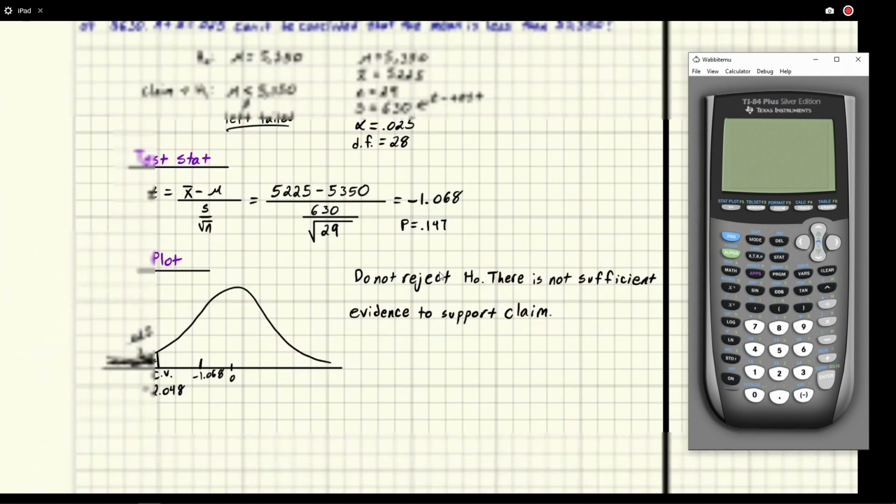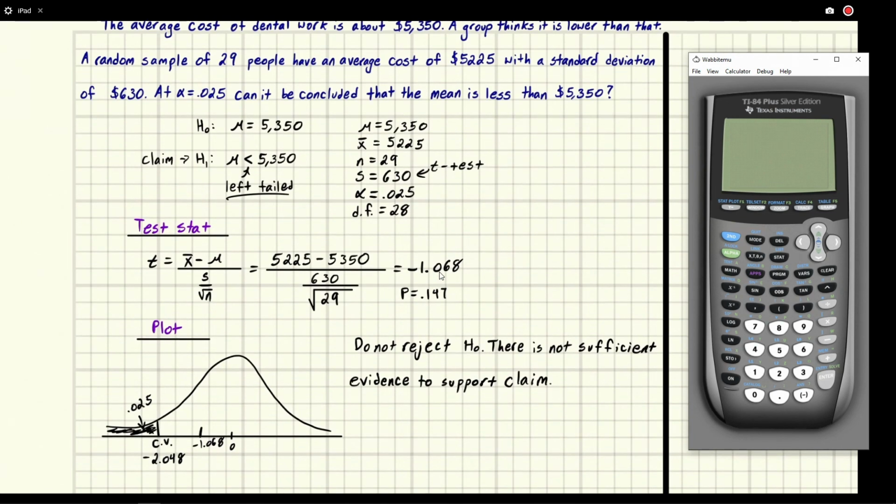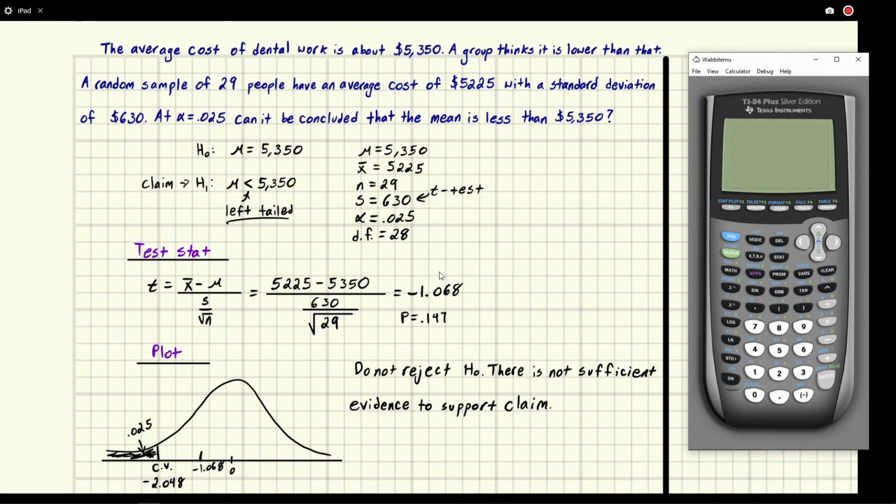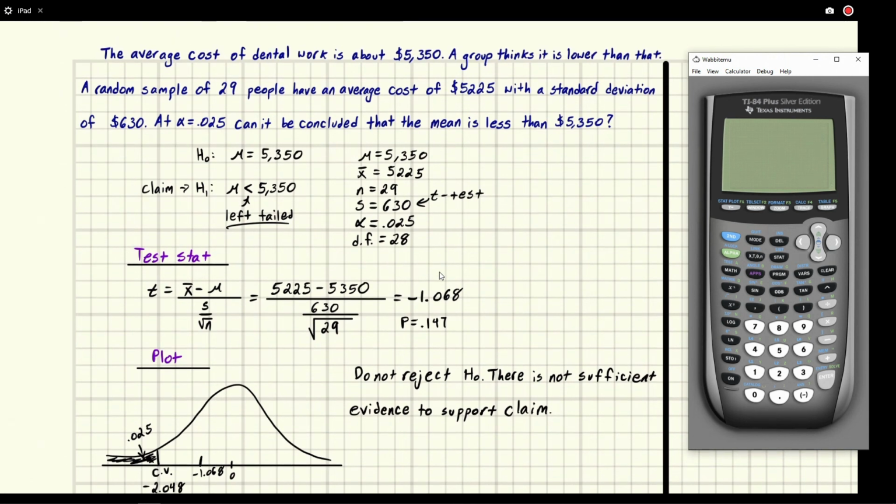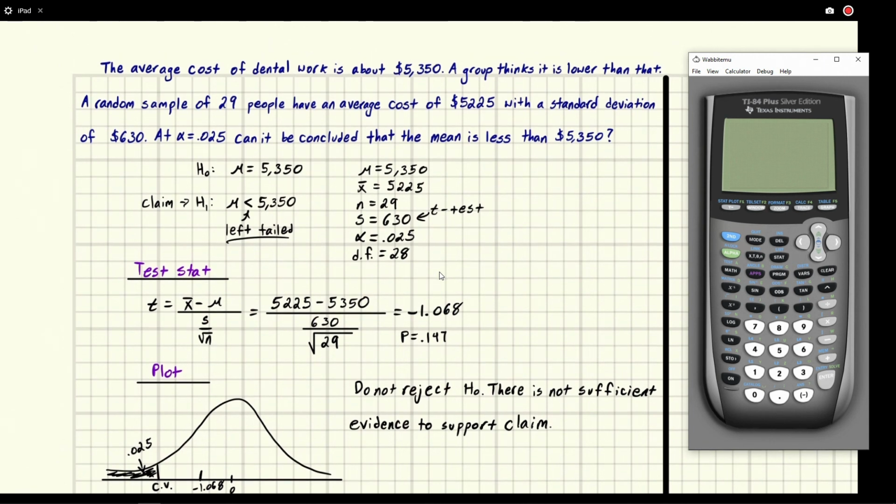And so currently, we think that H0 has more merit than the claim does. And then you would say the claim that the average cost of dental work is lower than $5,350. You basically can just take this part here, that the mean is less than $5,350 for the cost of dental work, to tie it back to the problem.